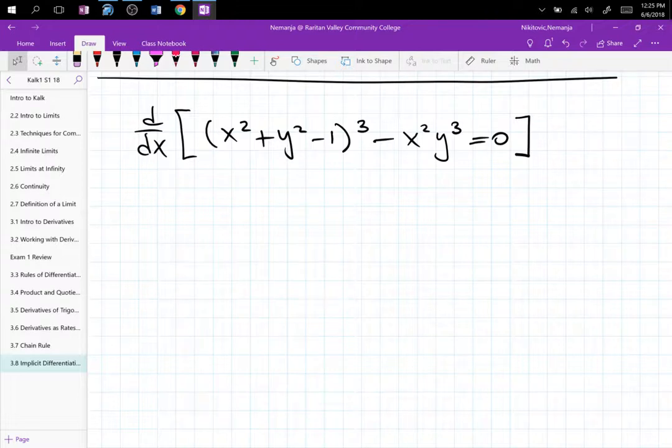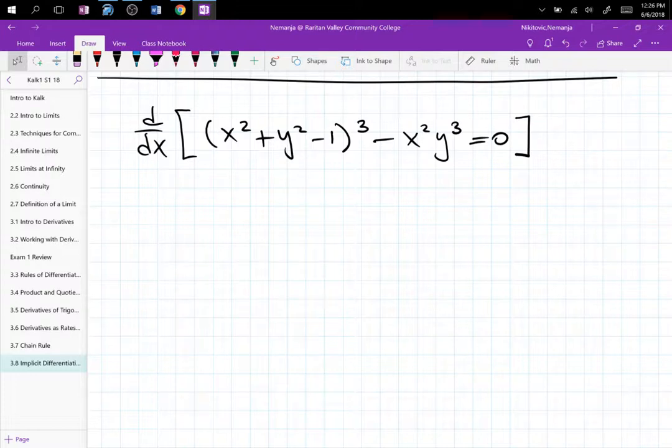So let's take a look at this together. And I'm going to extend this problem into a tangent line problem, because there are some cool things we can do. So first off, we are observing the cube, right? That means there is a chain rule there, and if there is a chain rule there, we have to do that as one term. And then the next one, x squared y cubed, is the product rule. So we have to do that one as well.